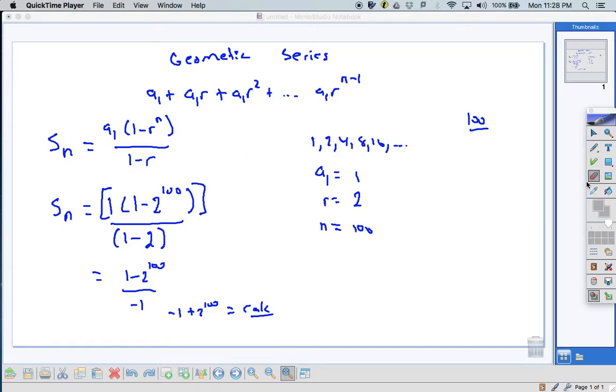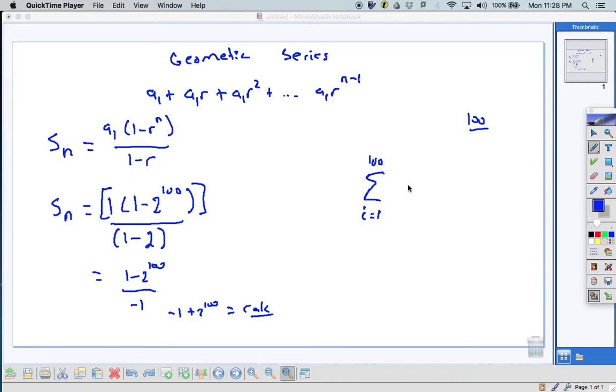Just like with arithmetic, we have some notation. And the notation, of course, is the sigma notation. And they typically look like this. I'll keep using i because I like i. Here's our first 100 terms. And we're going to start with, we'll use the same one.